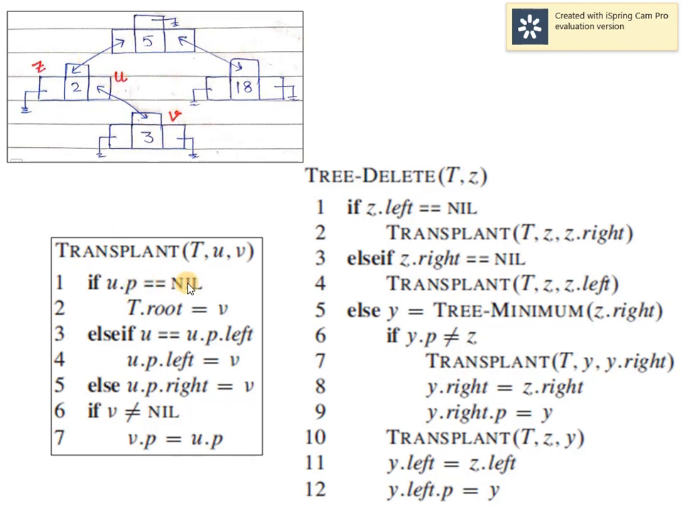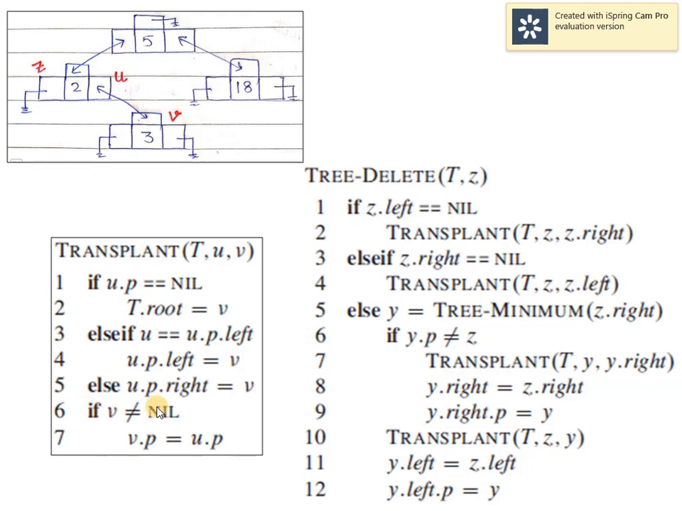Again parent of u is not null. So we will check if u is the left child of its parent or not. Again u is the left child of its parent. So we have to update the left child of the parent to v. So basically this pointer 5 left, which is pointing to this 2, will start pointing to this node 3.